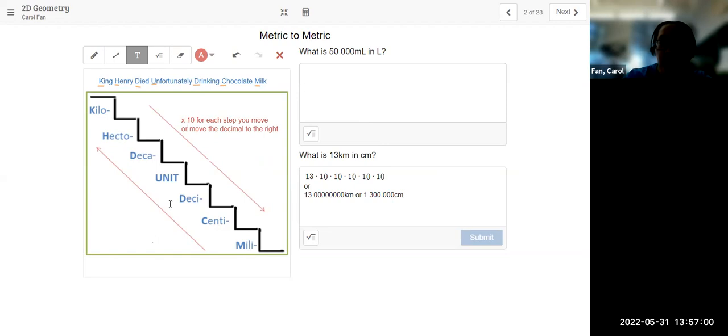Now, on the other hand, if we are going from a unit that is smaller into something that's larger, we're going to do the opposite. So we need to divide by 10 for each step, or you move the decimal to the left.